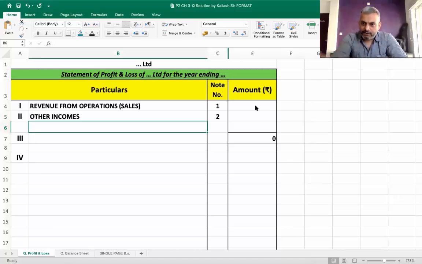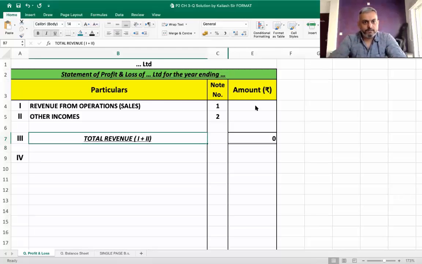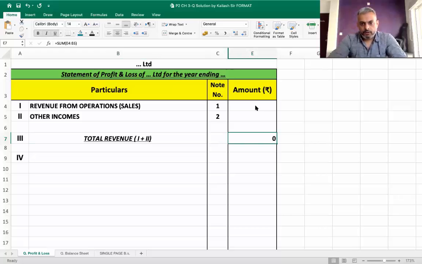So if we are getting rent or some interest, or sale of scrap or something, that is other income. Then third, now you have the total revenue, which is 1 plus 2. So you have to write this: total revenue, 1 plus 2. Okay, and you get this total. So this is the total revenue of the company.